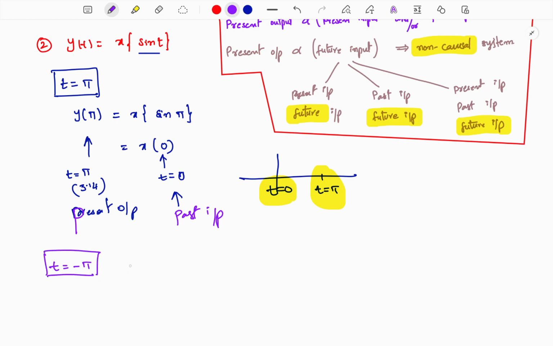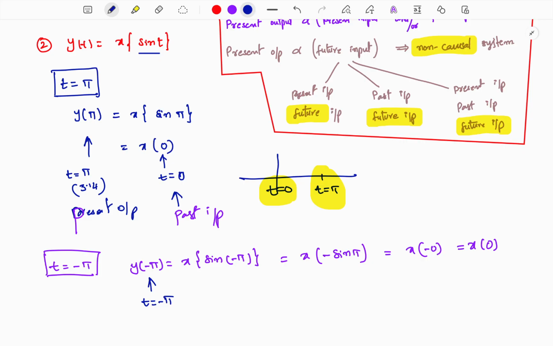At t = -5, y(-5) = x(sin(-5)), and sin(-5) = -sin(5), which is not the same as sin(π), which has the value 0. If we look at the output at t = -5, the input is needed at t = 0.